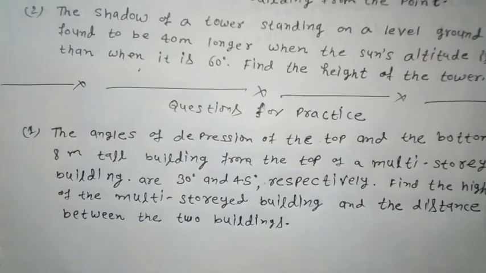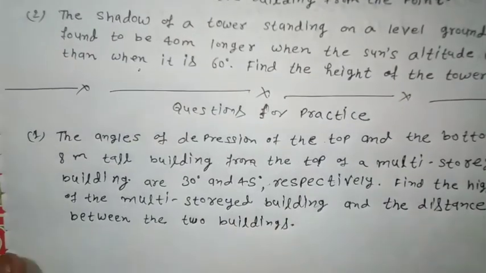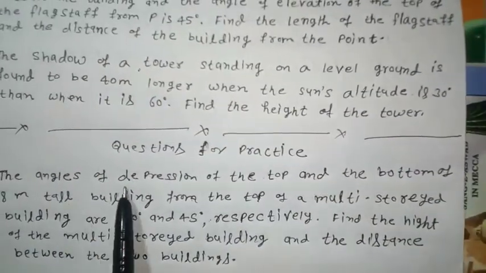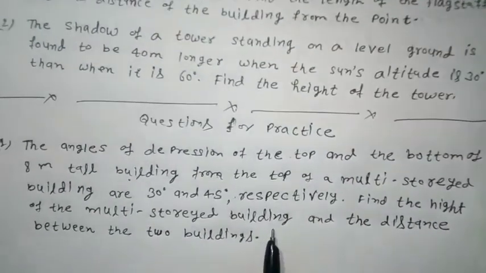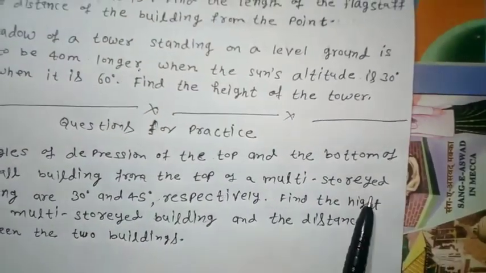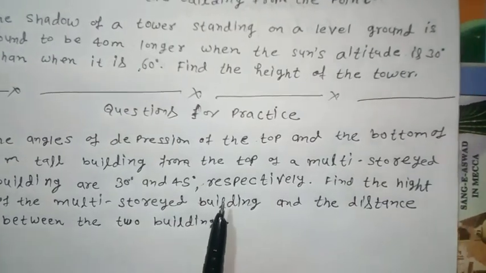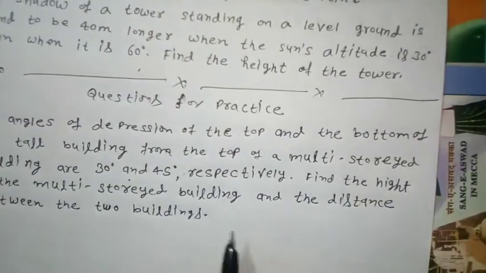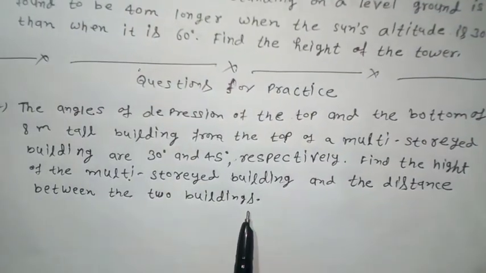Okay, first question. Now I am giving only one question. Okay, the angles of depression of the top and the bottom of an 8 meter tall building from the top of a multi-storied building are 30 degree and 45 degree respectively. Find the height of the multi-storied building and the distance between the two buildings.